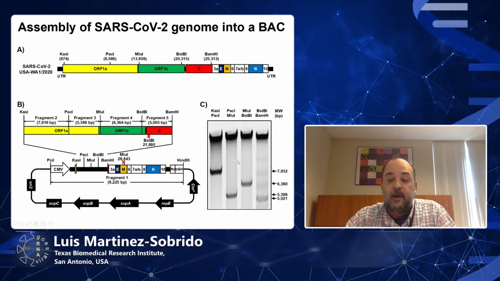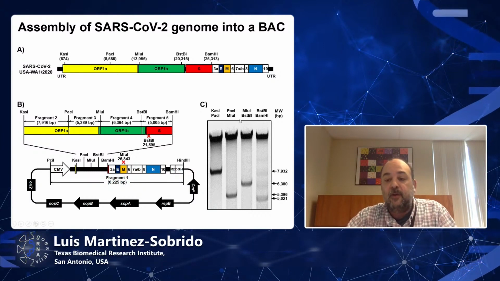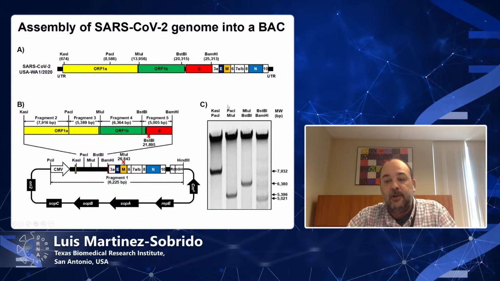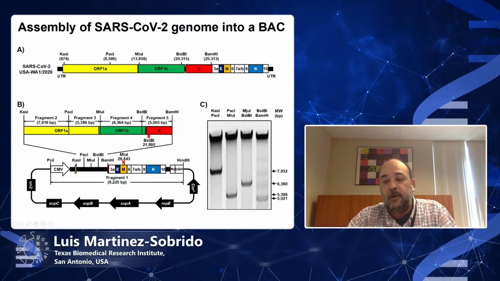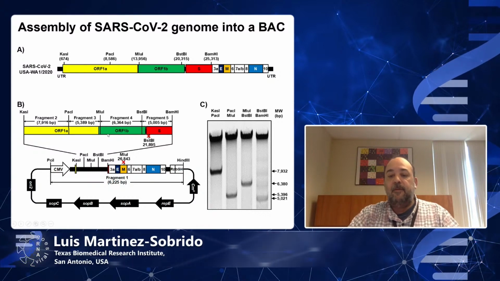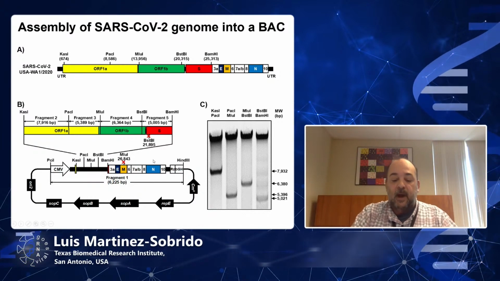And here you can see the restriction analysis of this fully assembled viral genome in the BAC with these unique restriction sites. You can see the different fragments 2, 3, 4, and 5 that are assembled in the BAC.